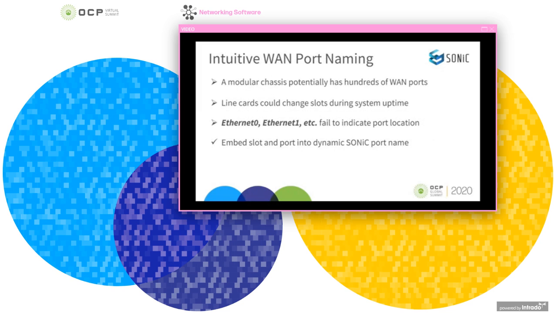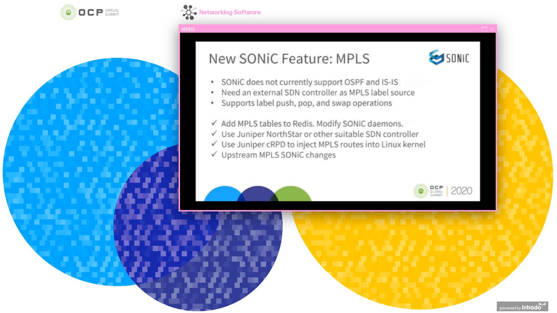The default SONiC interface naming scheme was also problematic. As we said, line cards could change slots during system uptime. Names like Ethernet0, Ethernet1 fail to indicate port locations, and this is problematic for the administrator if a port has problems. Our solution is to embed slot and port numbers into a dynamically generated SONiC port name. Juniper is proud to be the first to offer MPLS on SONiC.